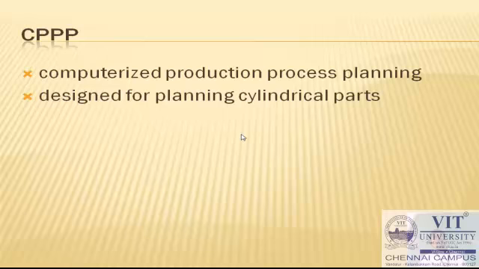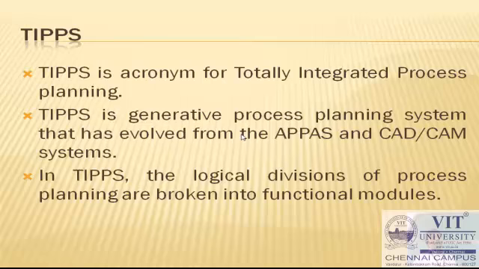So this is another process planning. Next one is computerized production process planning. This software is suitable only for cylindrical parts, used for lathe components. That is mainly focused on cylindrical components, to manufacture or machine that particular component. The process planning will be automatically generated. So this is another process planning software.